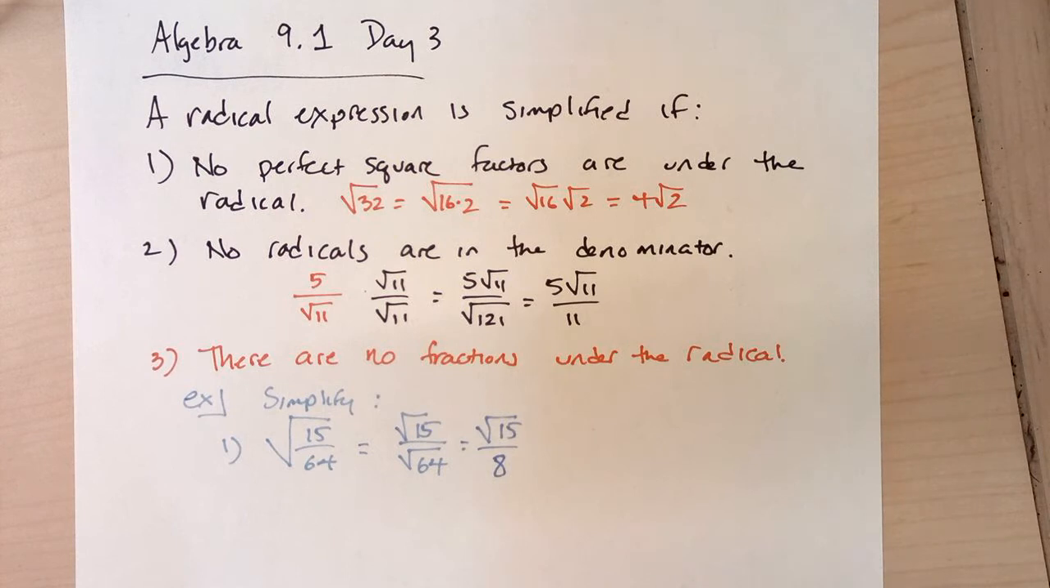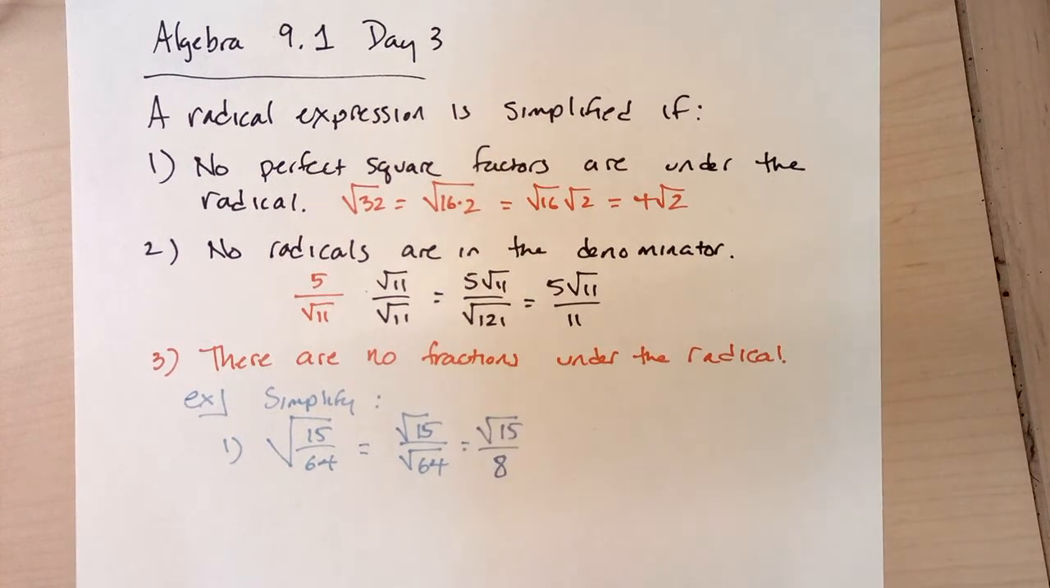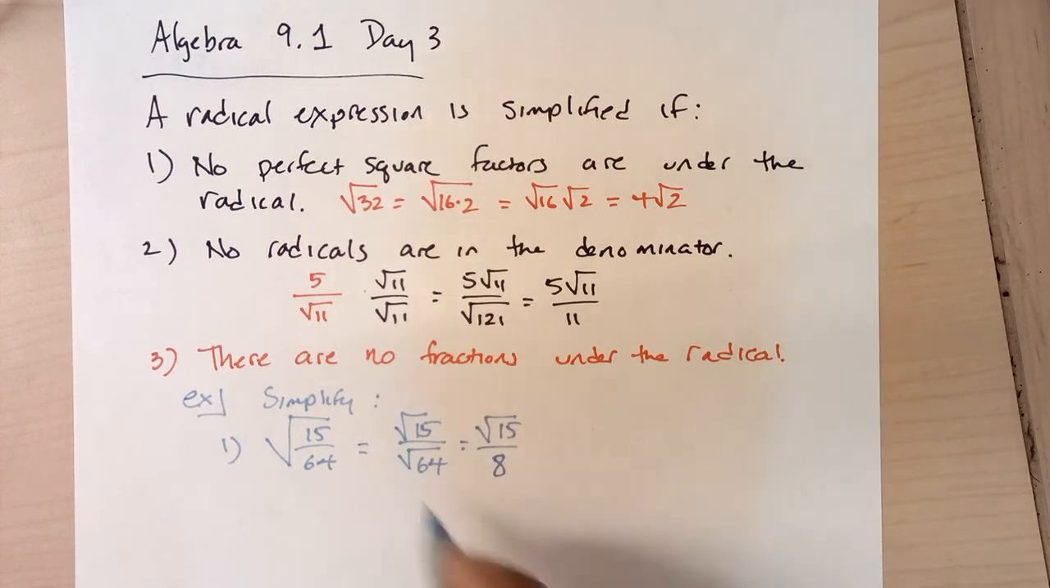And then I don't need to worry about multiplying the numerator and denominator by the square root of 64, since 64 is a perfect square. This is simplified. There's no more radical in the denominator. I don't have a fraction underneath the radical either.